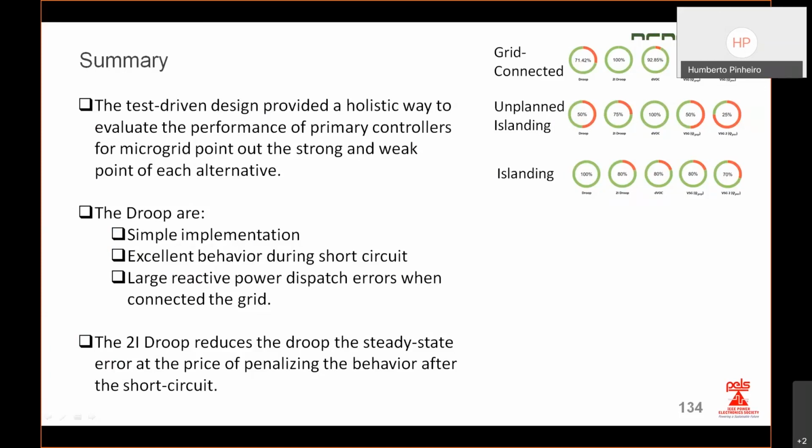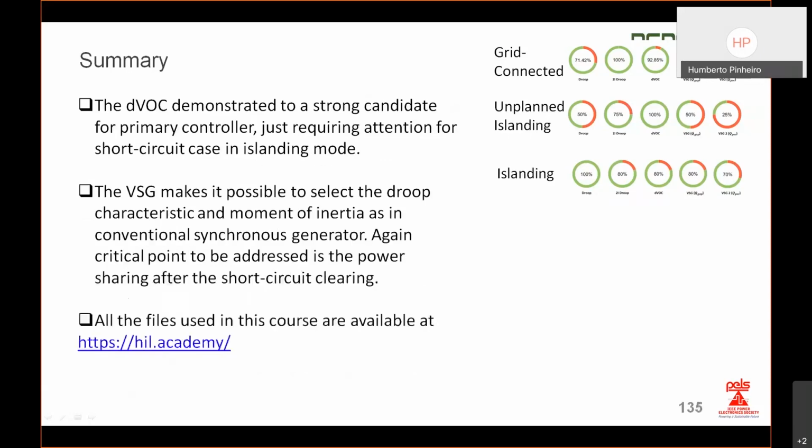Also there is a very strong point for the droop control in terms of short circuit, because it behaves properly during the short circuit and when recovering from the short circuit. But it has a large dispatch error when connected to the grid. The two integrator reduces this error at the price of penalizing the behavior during short circuit. So there is a trade-off that you have to consider here.